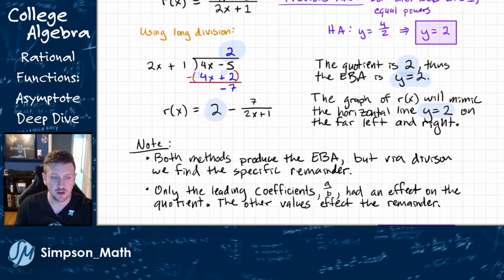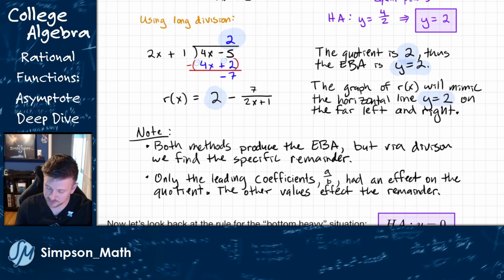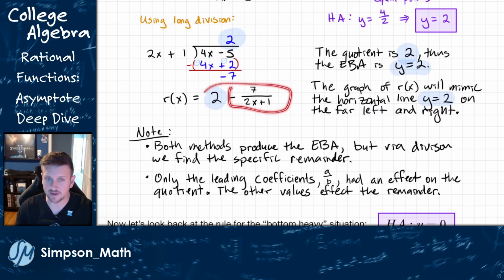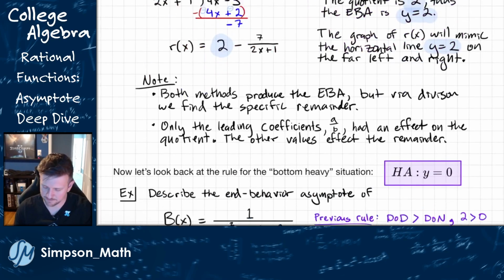Isn't that neat? All right, two little notes here. I said both methods produce the end behavior asymptote, but if you do the division, you do get the specific remainder, which might be helpful for some questions. And then again, only the leading coefficients, a over b, had an effect on the quotient. The other values do matter, but they're just affecting the remainder in terms of this process.